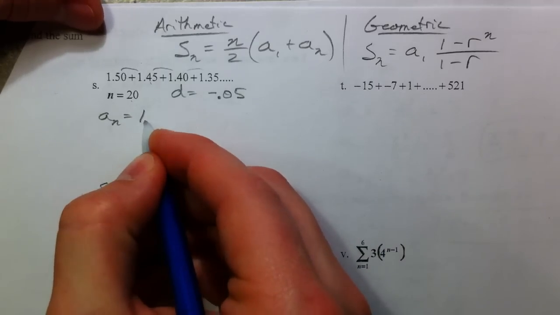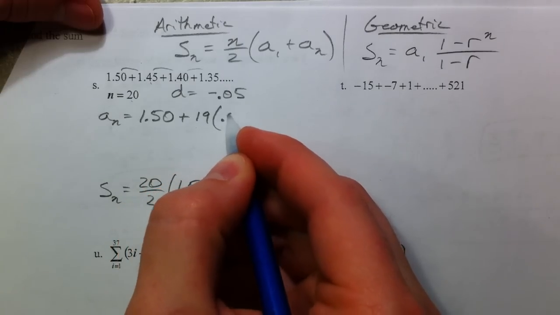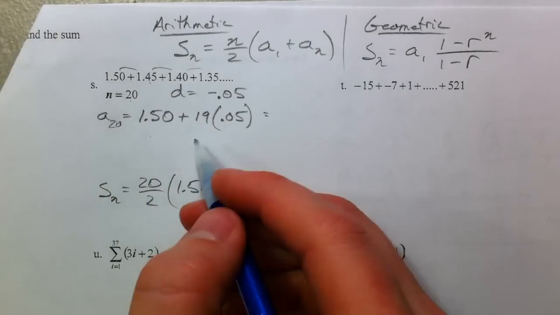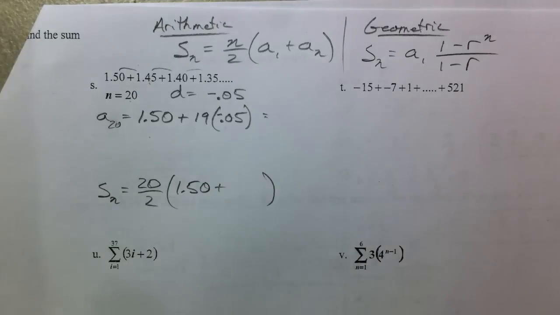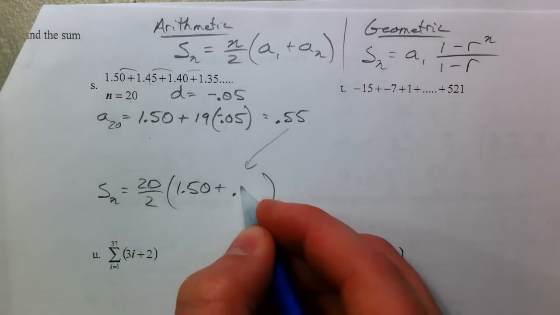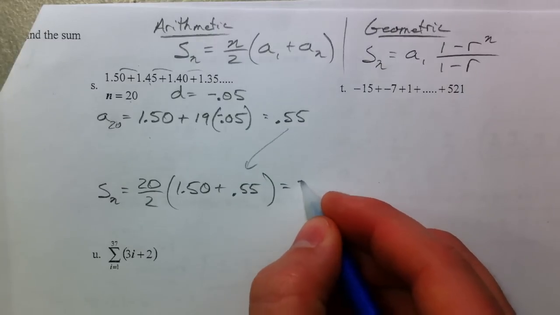Or you could just say 1.50 plus 19 common differences will give us our 20th term, and that's what we want to find. So if we subtract 0.05 19 times, you get 0.55. And so that is what goes into our sum. And we get 10 times 1.50 plus 0.55. So if you add up all these numbers, you're going to get 20.5.